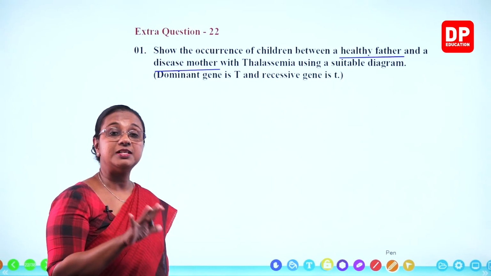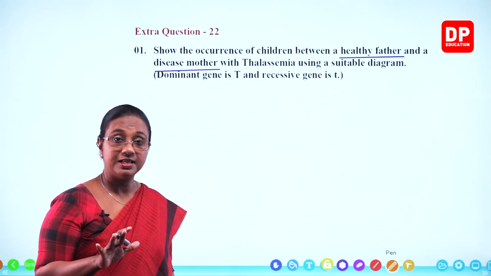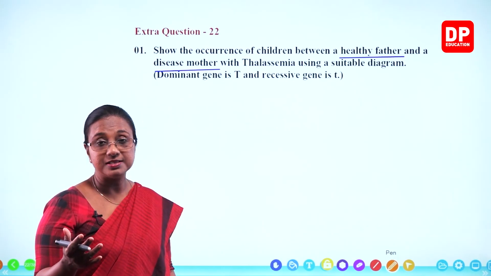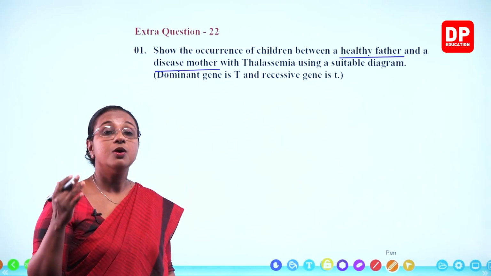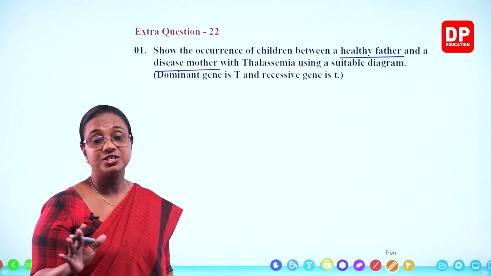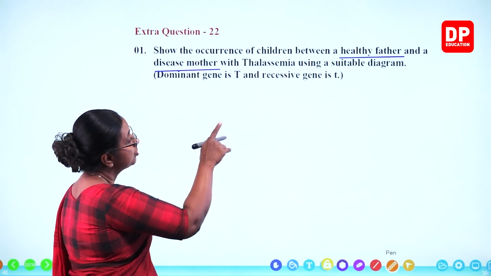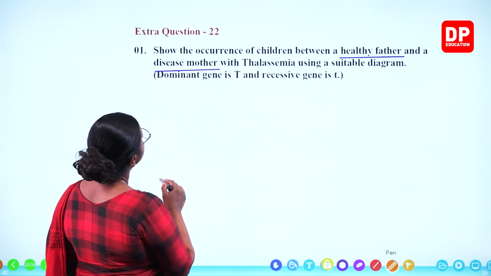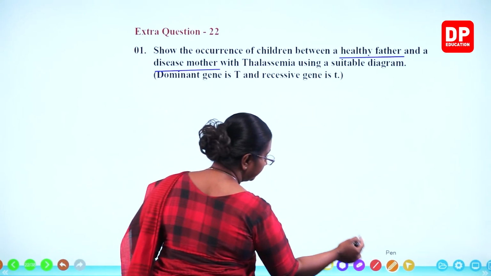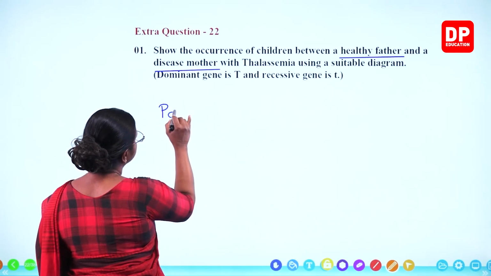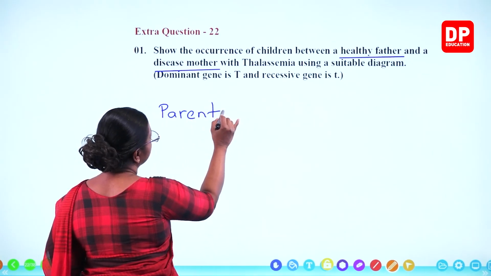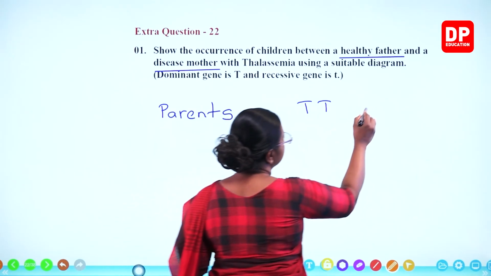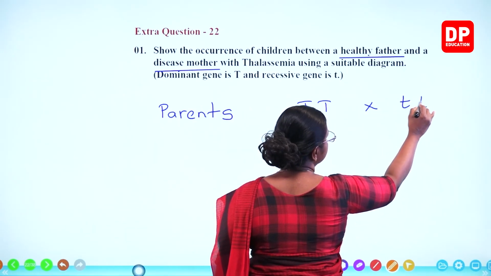So you all know capital T is a healthy person. Heterozygous condition, capital T, simple t, is a carrier person, and simple t, simple t, the homozygous recessive condition, is the disease condition. So we have a healthy father and a mother who has the disease. So there, if we write the parents, healthy father, capital T, capital T, and the mother with the disease, simple t, simple t.